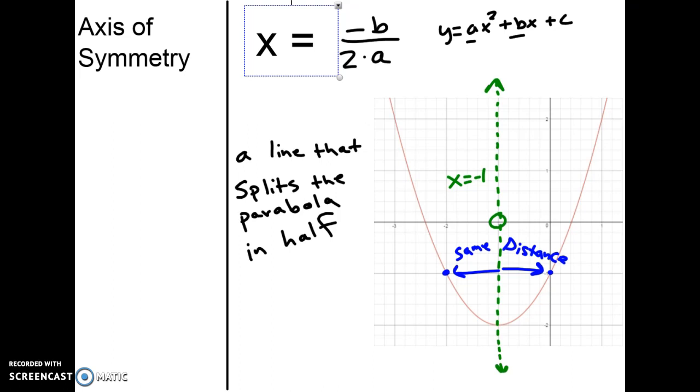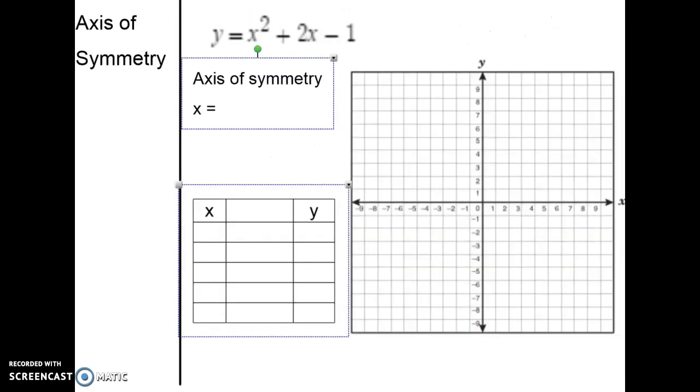And when our vertex isn't on the y-axis, it is important to find this axis of symmetry first, because then we can graph our parabola starting with where the vertex is. So our vertex is always going to be on our axis of symmetry. So I do want to go through one example here, and we're going to find the axis of symmetry, draw it out, and then we will graph the rest of the parabola.